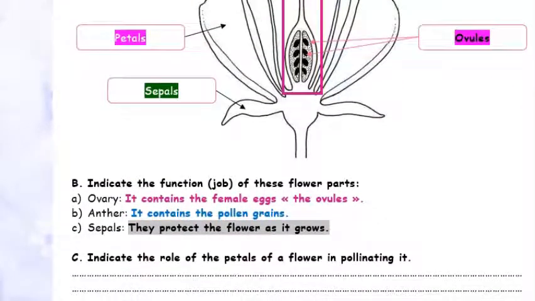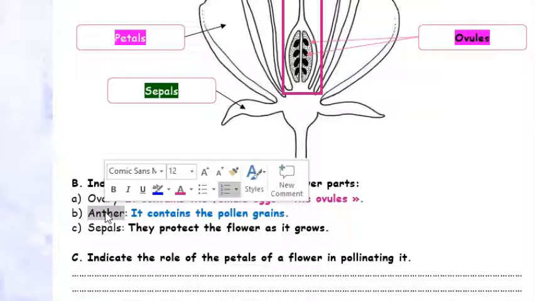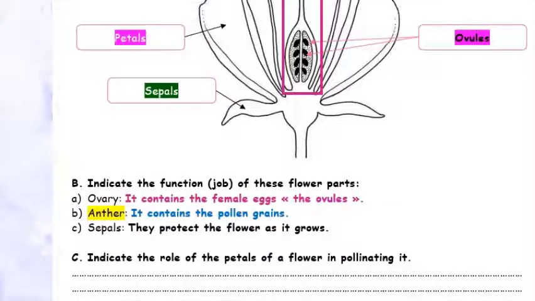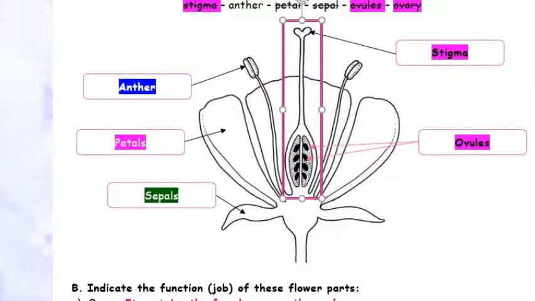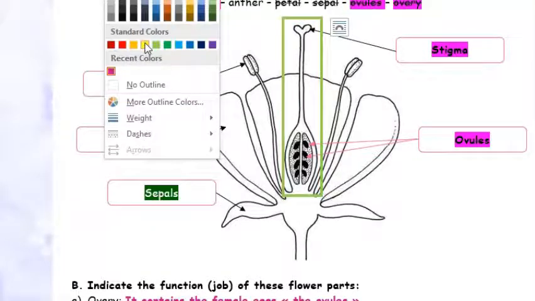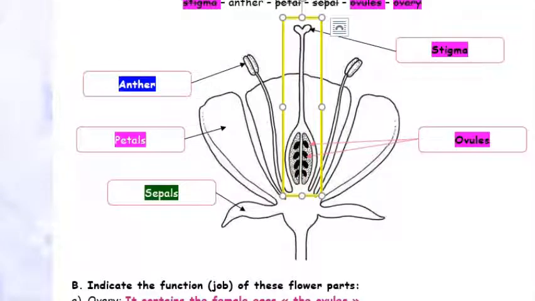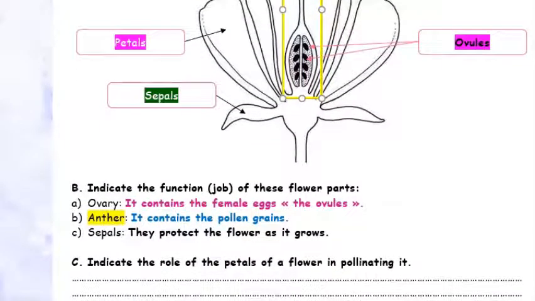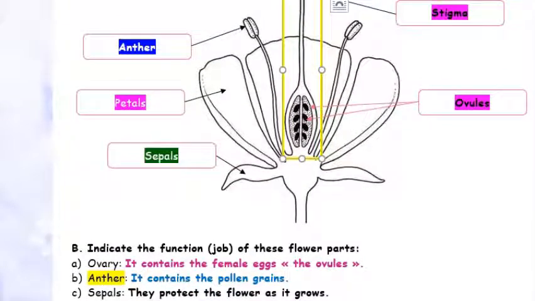Part C, what is the role or the job of the petals of a flower in pollinating it? Okay, pollination is when pollen passes from the anther to the pistil, which is this part, this one. I will also color it in yellow. So when pollen passes from the anther to the pistil, we call this act pollination. Okay, is there a role or a job for these petals in pollination?